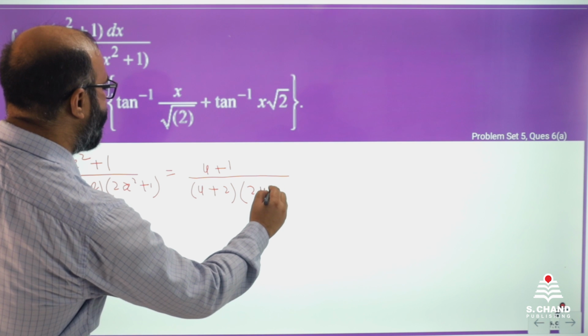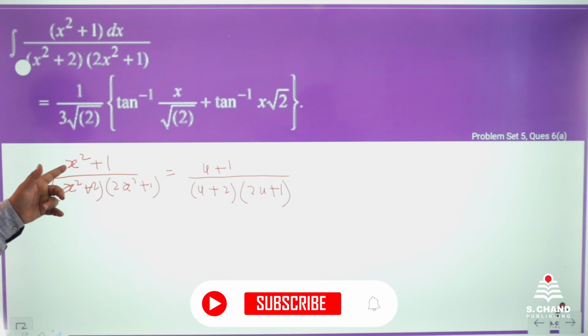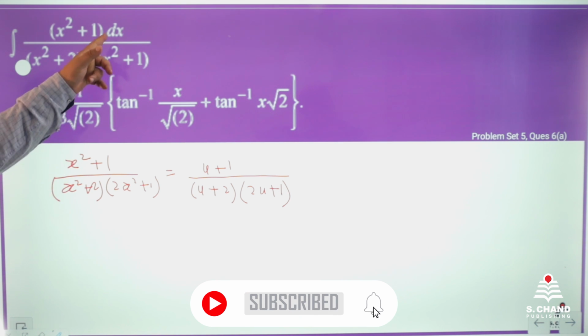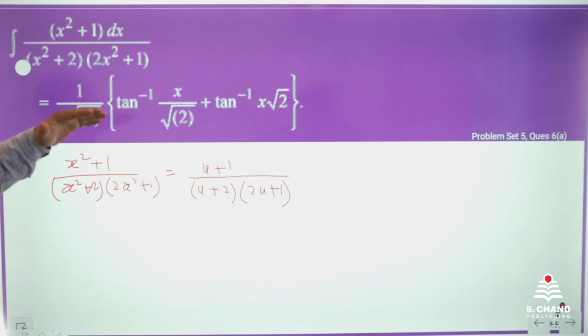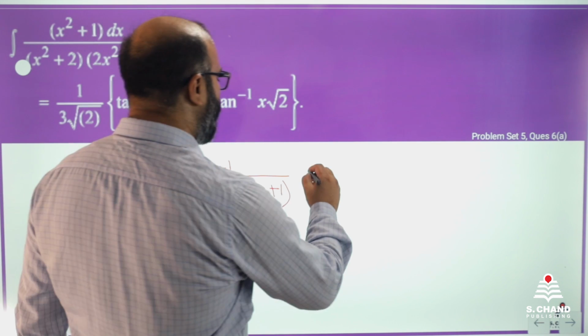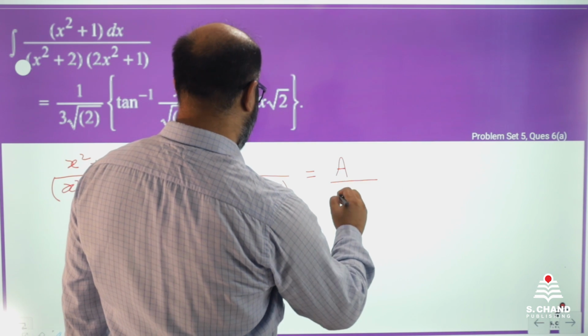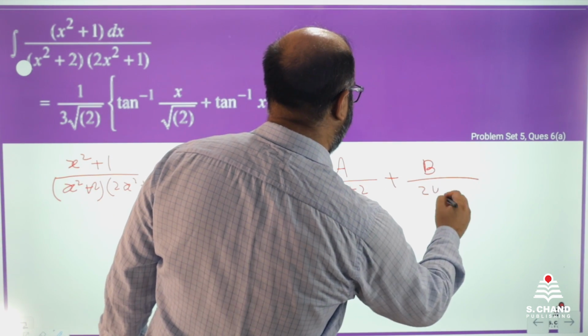So no need to differentiate u. I hope you are understanding. You don't have to differentiate the x square term because we are not substituting inside the integration. I'm taking it outside, then I am substituting x square as u. Now apply the partial fraction: A by u plus 2 plus B by 2u plus 1.